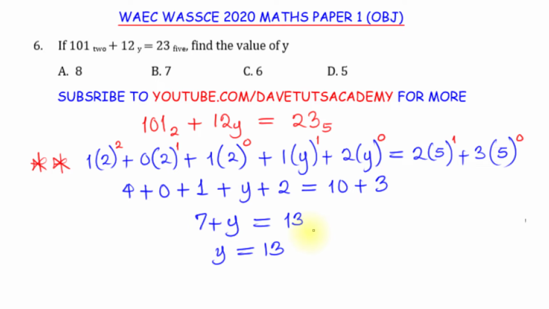When 7 moves to the right hand side, it becomes minus 7, so that y is nothing but 13 minus 7. 13 minus 7 will give us 6. So for this particular question, y is 6. So option C is the correct answer. 6 is the value of y for this question. Alright?